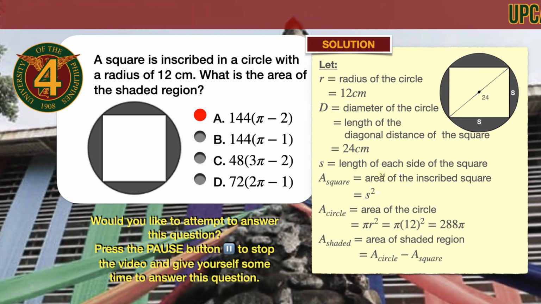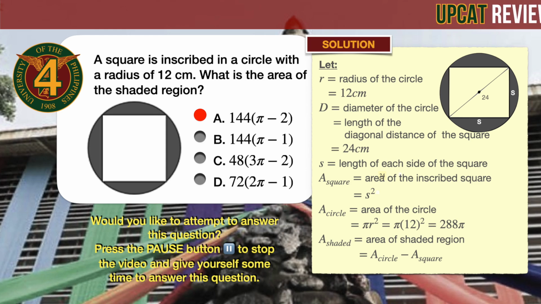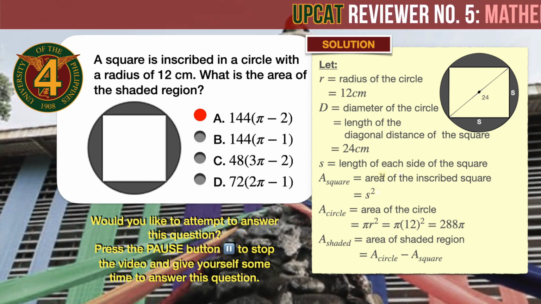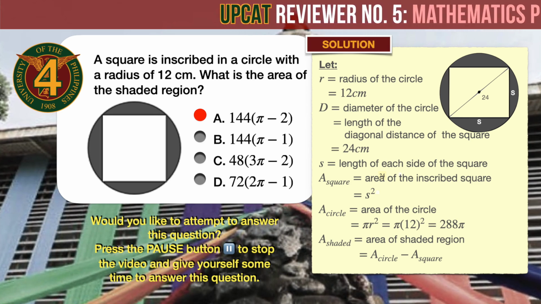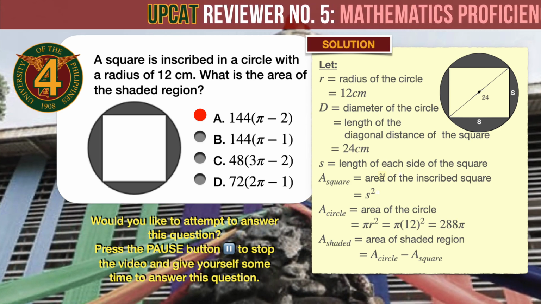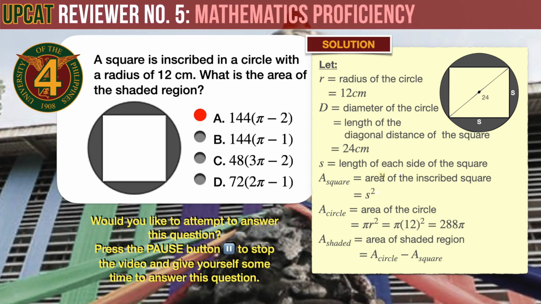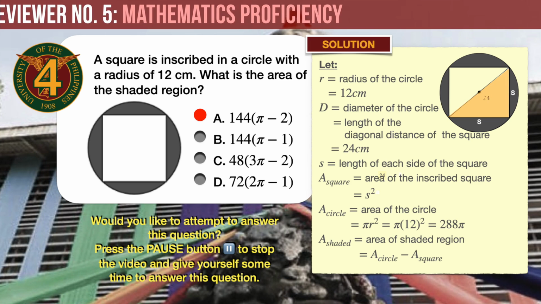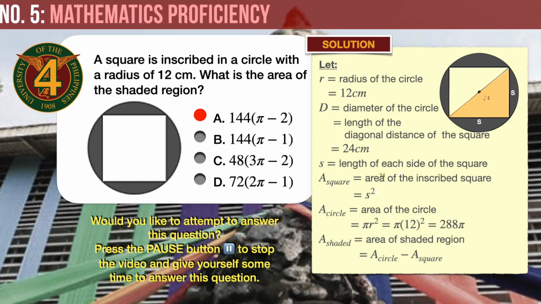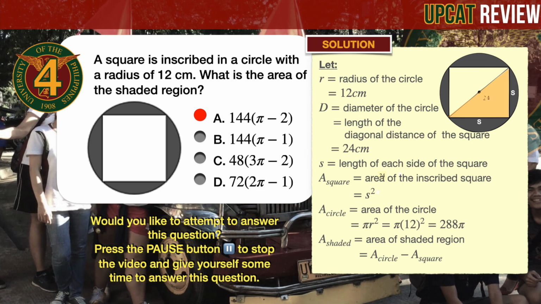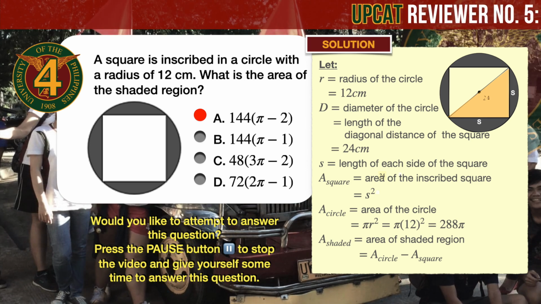The area of the shaded region, A shaded, must be equal to the area of the circle minus the area of the inscribed square. We already know the area of the circle to be 144 pi. The area of the inscribed square is S squared. But we don't know yet the value of S. To solve for S, let's take a look at the triangle formed by two sides of the inscribed square and its diagonal length, which we earlier determined to be 24 centimeters.